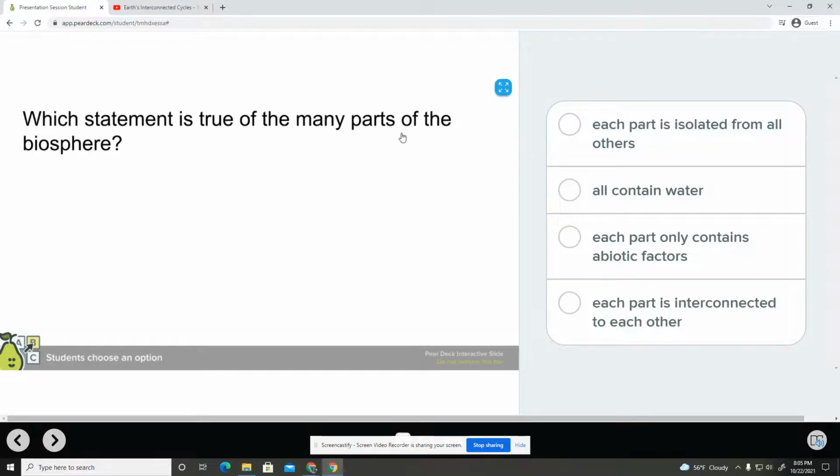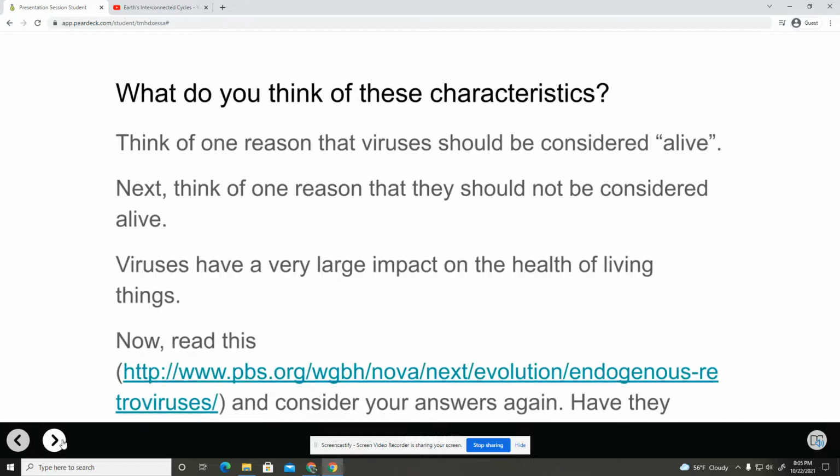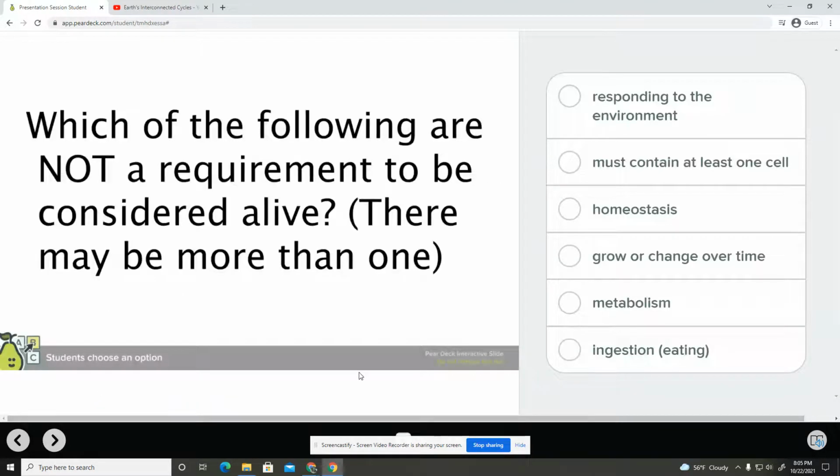Which statement is true of the many parts of the biosphere? Each part is isolated from all others. All contain water. Each part only contains abiotic factors, or each part is interconnected to each other. So we just watched that movie. Each part is interconnected.